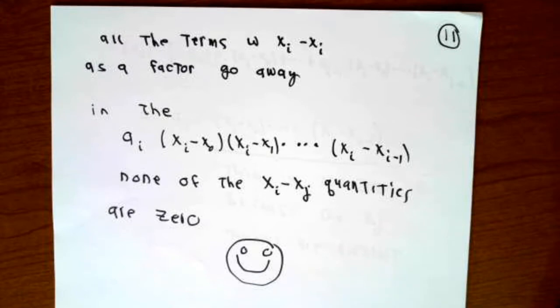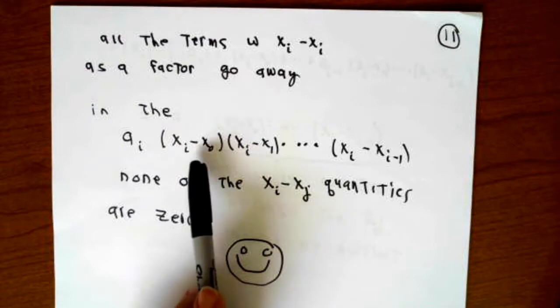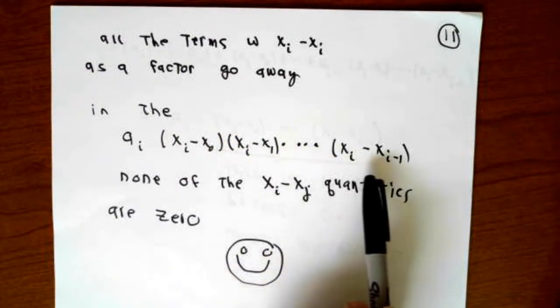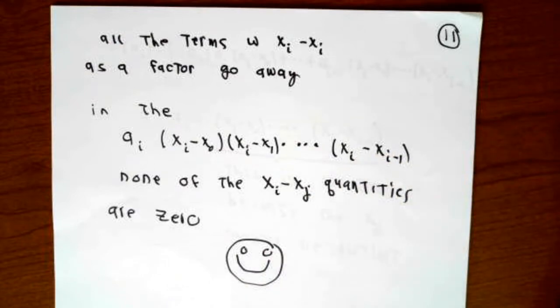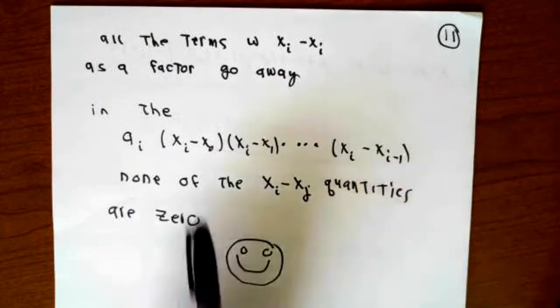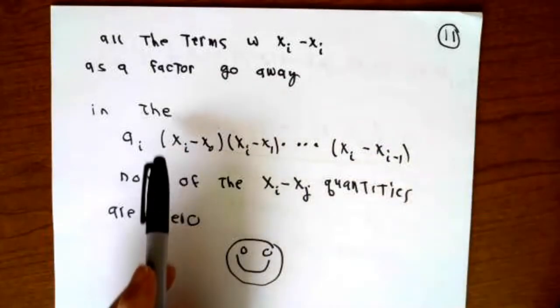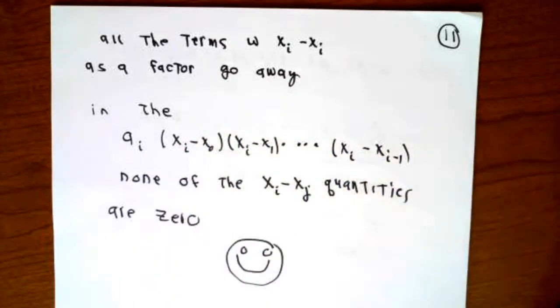Also, the term that's going to tell me what the ai is: ai times xi minus x0 times xi minus x1 out to xi minus xi minus 1. Because all of these x numbers are distinct, none of these factors are 0. That means I'll always be able to divide through by this quantity, so I'll be able to determine a number i.